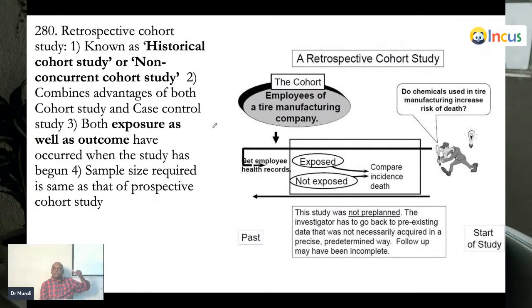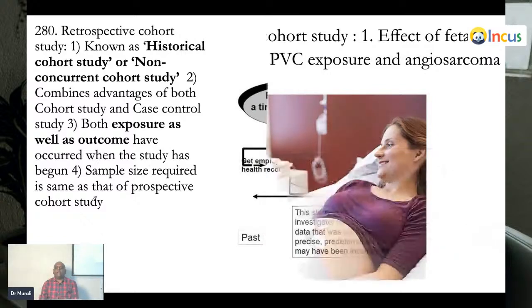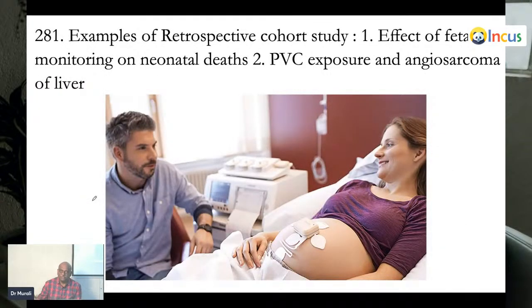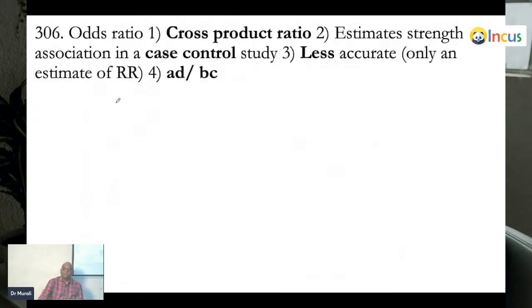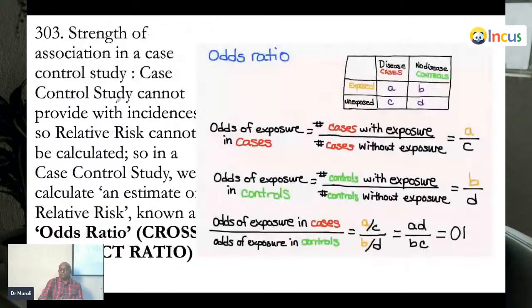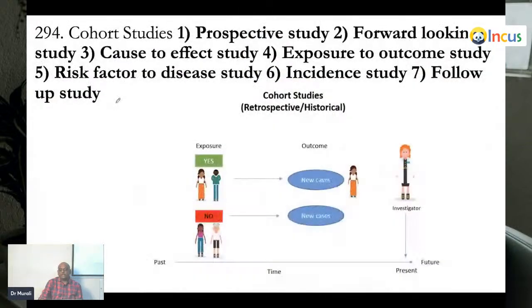A retrospective cohort study is also called a historical cohort study or a non-concurrent cohort study, which we already discussed. Some examples of retrospective cohort study: What is the effect of fetal monitoring on neonatal deaths? What is the PVC exposure and angiosarcoma of the liver? They are all classical examples of retrospective cohort study, is what you need to remember.